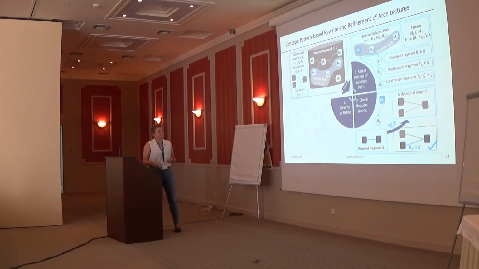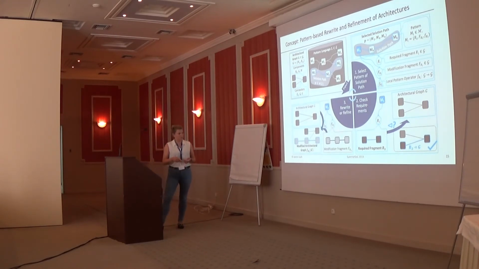And then in the next step, we have our modification fragment and our local pattern operator shown up here. In this step, we rewrite or refine our architecture and we embed this modification fragment into our architectural graph, as seen down here. The local pattern operator defines how it is embedded. In this case, this node down here is replaced by the middle node, and the other nodes and edges are added as well. Then we have this modified architectural graph, which is then, of course, the basis for the next iteration, and so on.